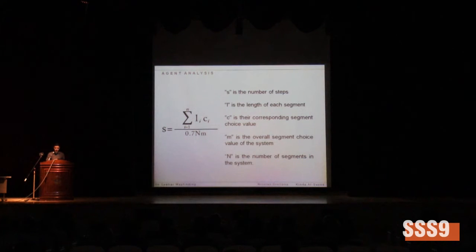So then I was analyzing how people move in the space. It's not something where we can say, well, people walk 3 steps and then reevaluate the route. But this has something to do with the length of each segment and the corresponding segment choice value. So we created that equation, which represents how people move in relation to the length and the choice value of each segment, divided by 0.7, which is the overall dimension of each step, and the number of segments of the system.